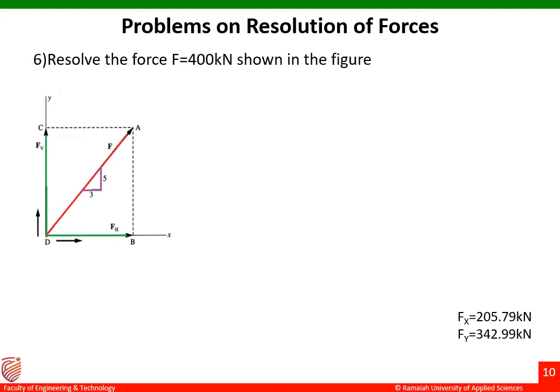So the next problem is: resolve the force F equal to 400 kilonewton as shown in the figure there. So this is my F, this is my vertical component, and this is my horizontal component there. Okay, the angle made by the force F is not given in this question, but the slope made by the force with respect to the horizontal is given there.